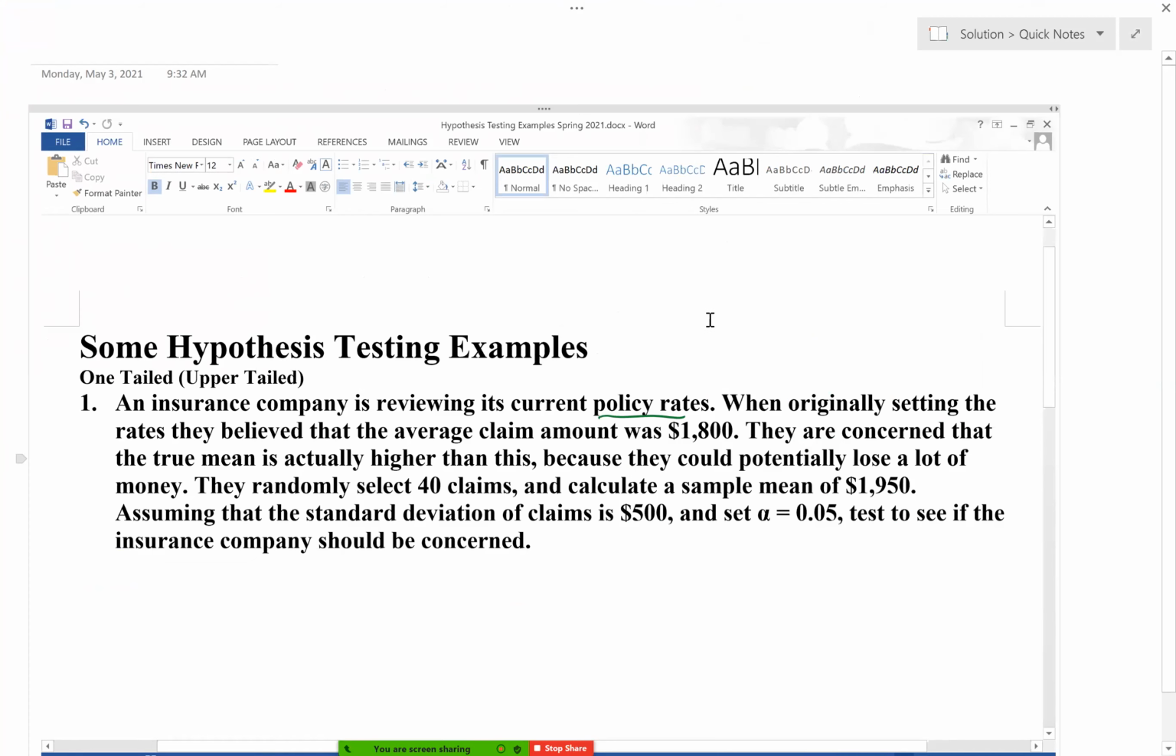When originally setting the rate, they believe the average claim amount will be $1,800. So this average claim amount, anytime you see average, it means it's kind of a mean. So we're talking about a mean, but what kind of mean is this? Is it the population mean or the sample mean? Any idea? Is this the average claim amount for all claims, or just an average claim amount for certain claims?